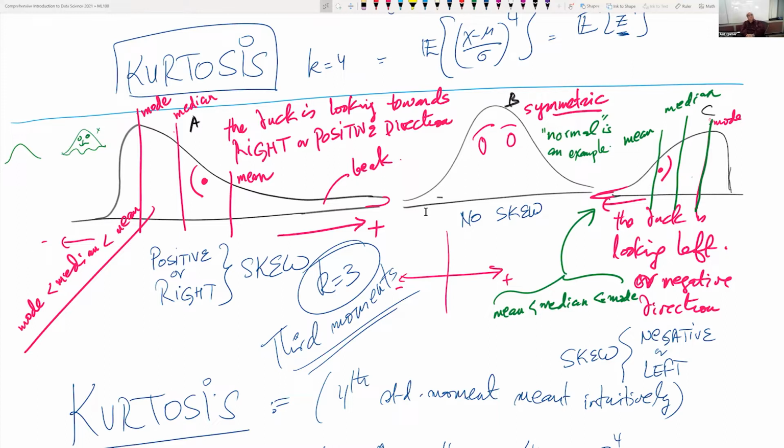If it looks like the one on the left, then you say that it is right skewed. And the intuition is just draw a duck there. When you draw a duck, if the duck is pointing right, it's a positive or right skew. If the duck is looking left, it is a negative or left skew. And if the duck is looking at you, it's symmetrical, there is no skew.